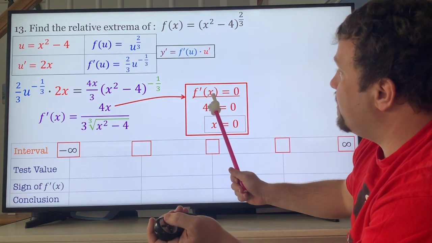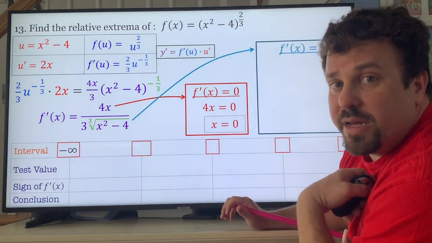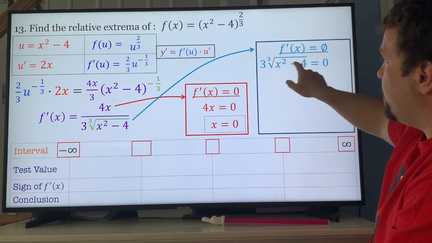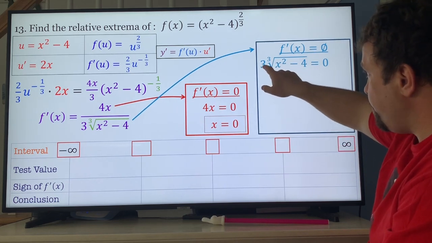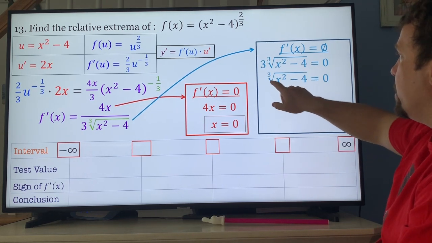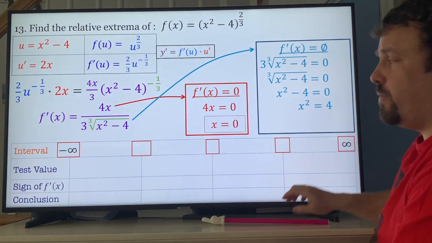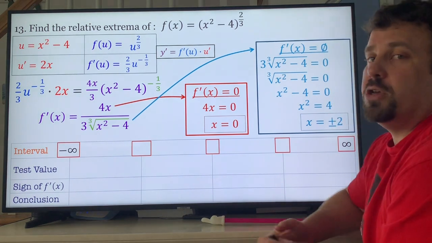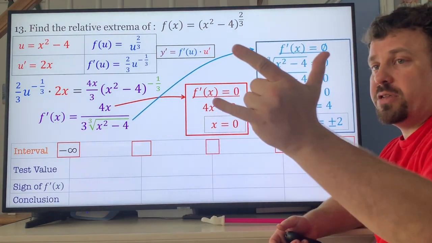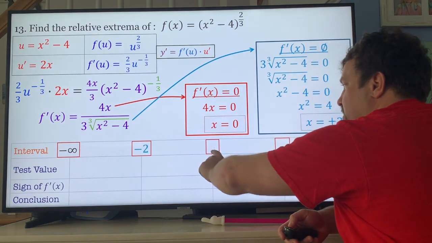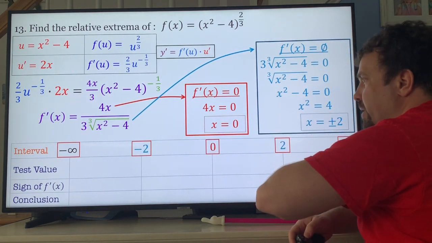Now, when you make this undefined, you set the denominator equal to 0. 3 times cubed root of x squared minus 4. Divide both sides by 3. Cube both sides. 0 stays the same and all this. Now add 4. And the square root of 4 is plus or minus 2. So you have 1, 2, 3 critical numbers, and that's where they go. Negative 2 is the smallest. 0 is the middle. And then 2 is here.